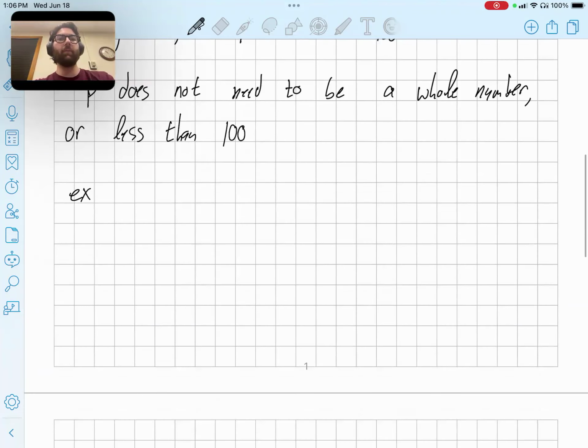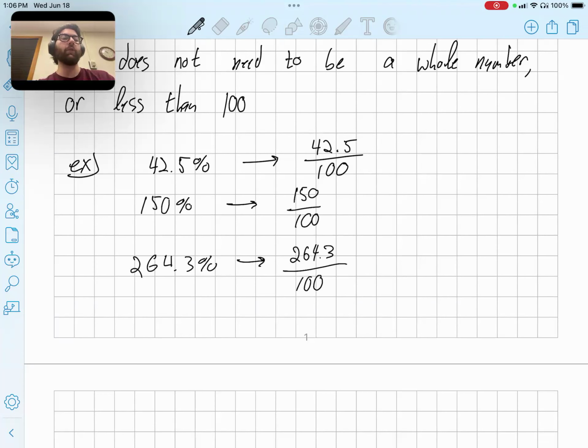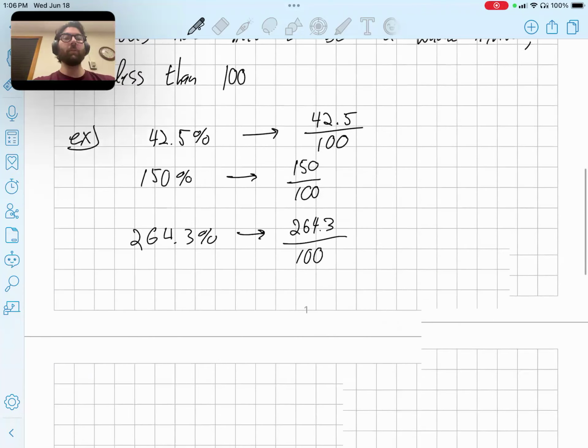So for example, we could have 42.5%. That's going to be 42.5 over 100. 150% is going to be 150 over 100. And let's say just combine these, 264.3% is going to become 264.3 over 100. Okay, and so this is the basic idea of a percentage.